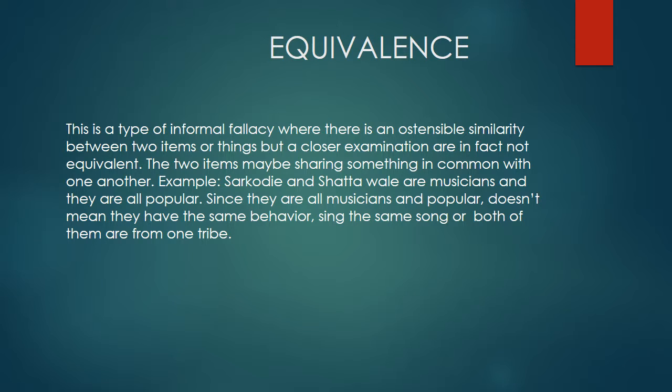Equivalence. This is a type of informal fallacy where there is an ostensible similarity between two items or things, but on closer examination they are in fact not equivalent. The two items may be sharing something in common with one another. For example, Sarkodie and Shatta Wale are musicians and they are both popular. Since they are both musicians and popular doesn't mean they have the same behavior, sing the same song, or both of them are from one tribe. We are moving on.